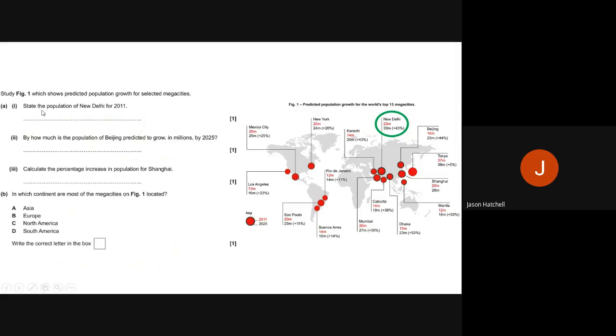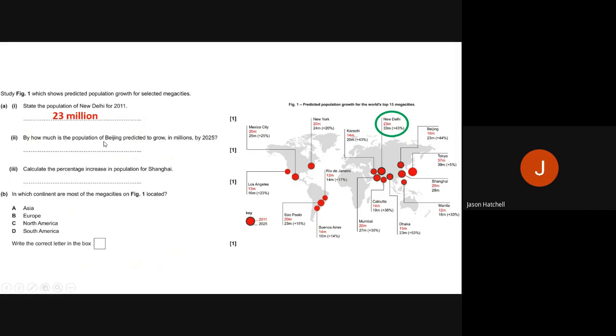So we were asked for today's population of New Delhi in 2011. That is 23 million. So we write 23 million down. Please remember to write the word million. If you just write 23, that is not correct. Okay, so that would be 23 people. Make sure you write the word million, otherwise you will not get the mark.